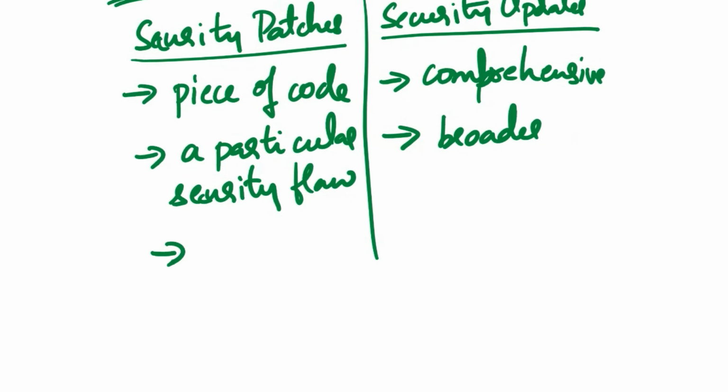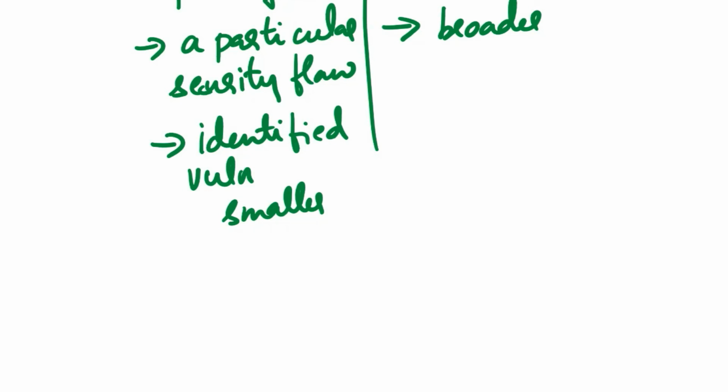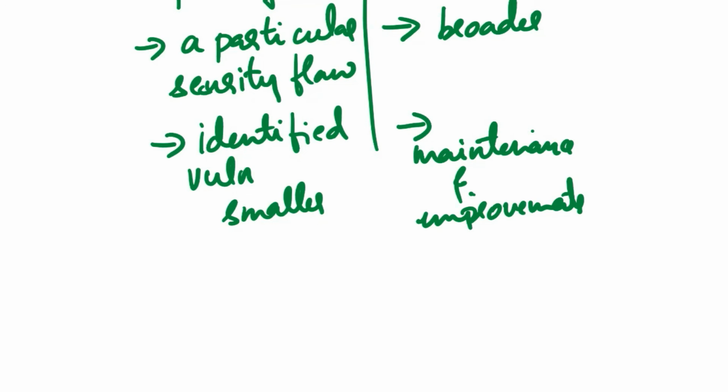Next, security patches are usually focused on addressing the identified vulnerability or issue. They are typically smaller in scope and size than a full security update or software update. Security updates cover not only security related changes but also general maintenance and improvements. They are often released as part of a regular update cycle, such as monthly or quarterly updates.